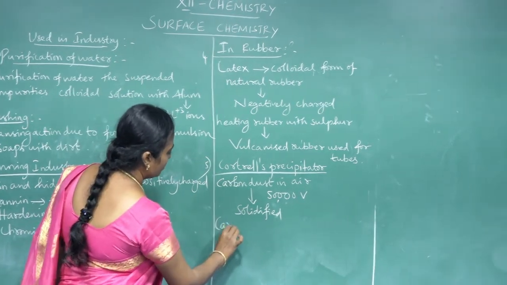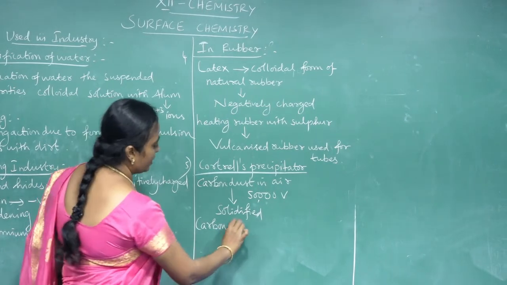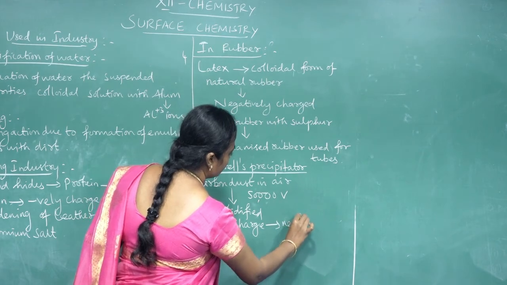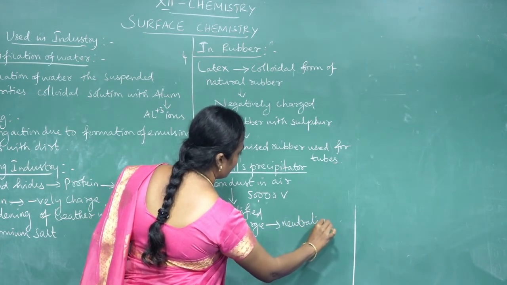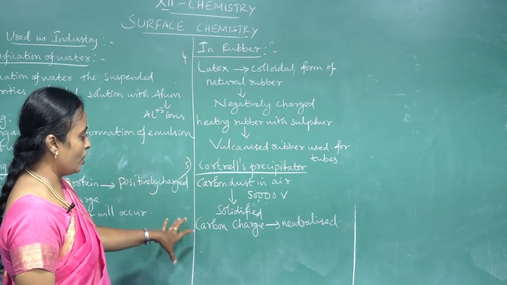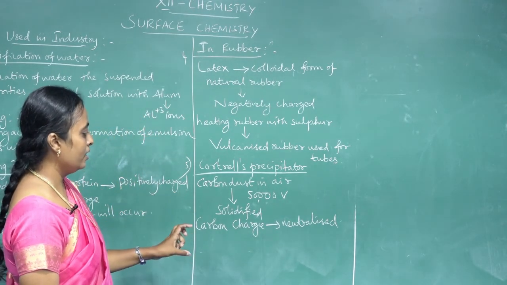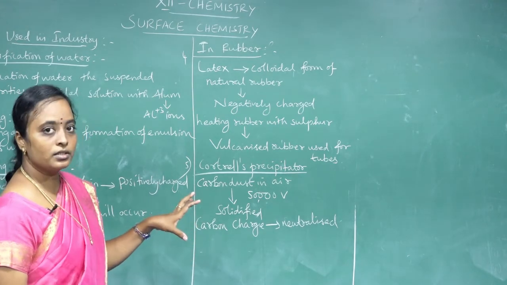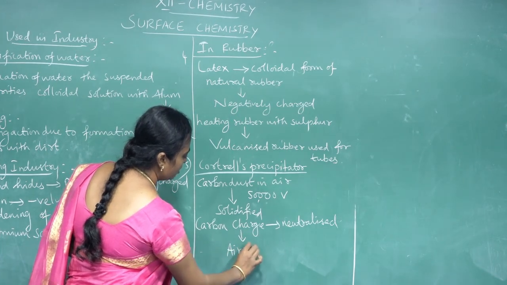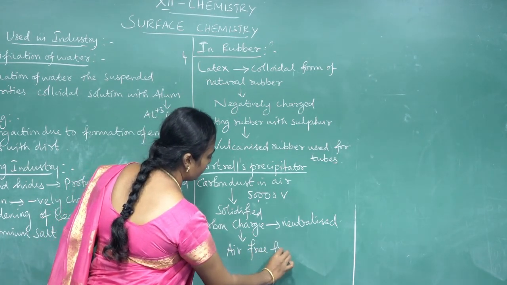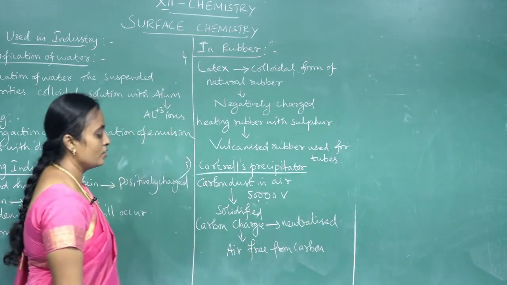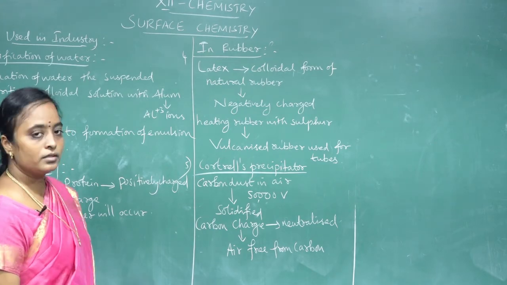The carbon charge can be neutralized. By using this neutralization process, we can solidify the carbon dust in the air, and after that neutralization process, the air is free from carbon. So this is called solidification of carbon from the air.